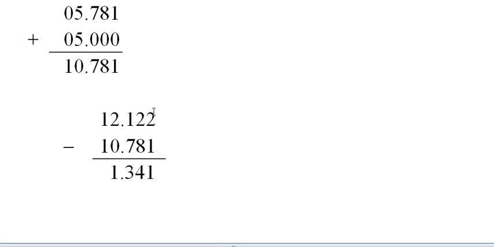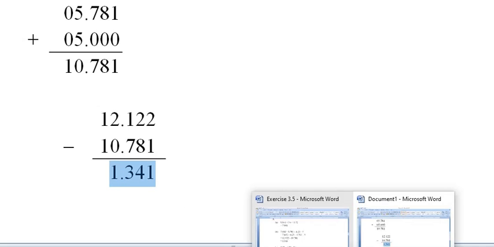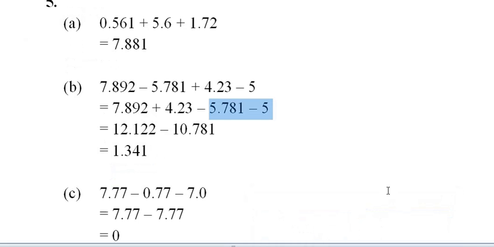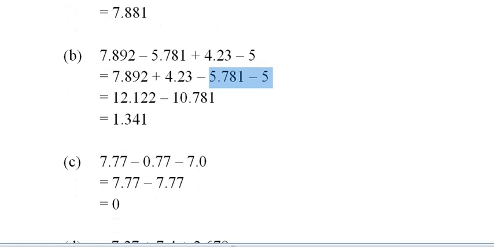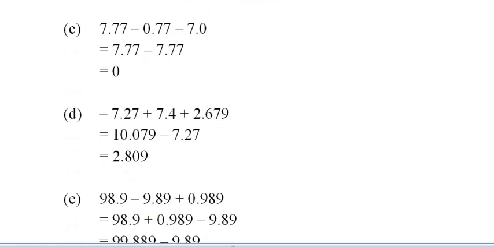Just keep it in a straight line. Just keep it straight and do your simple subtraction, and at the end when you get your answer, just put the decimal point as it is. So this is how you will get 1.341. So similarly you can solve question number C, D and E.